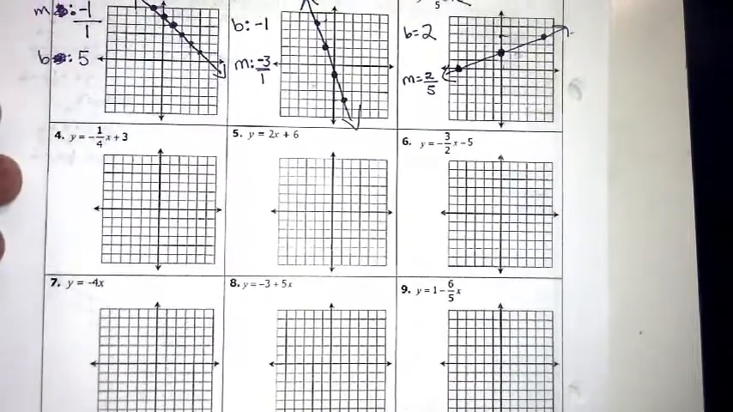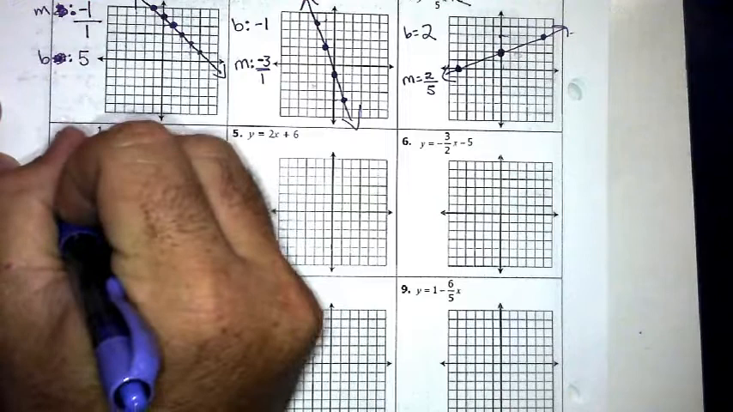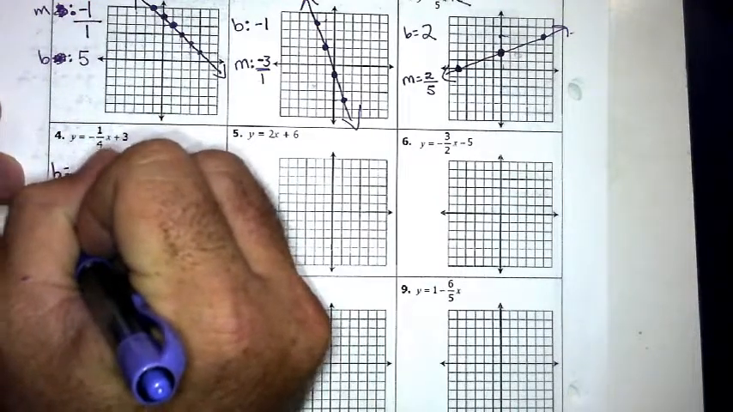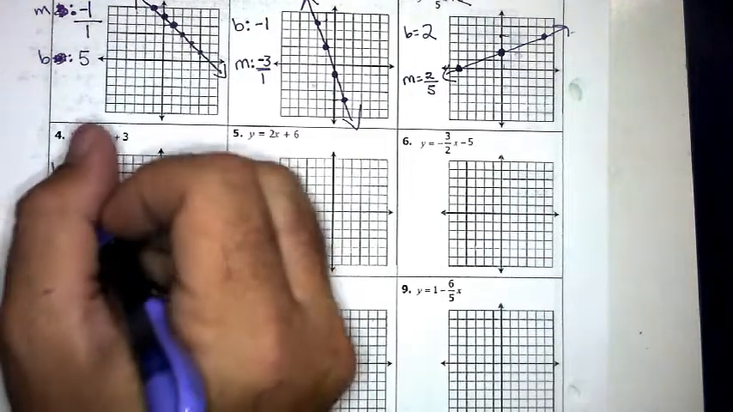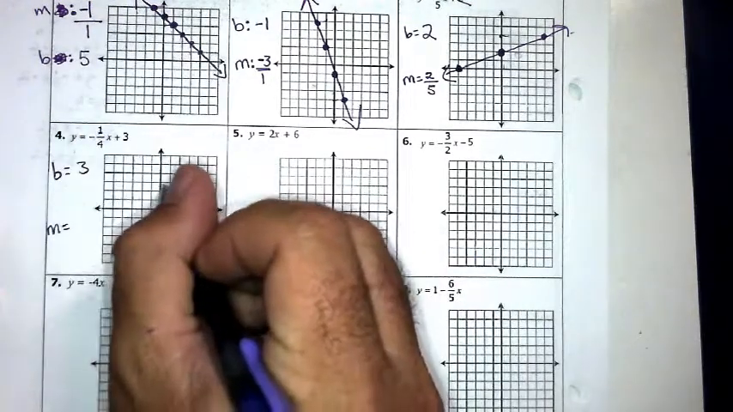Okay? What is my y-intercept? 3. Good. We're getting good at identifying that. 1, 2, 3.